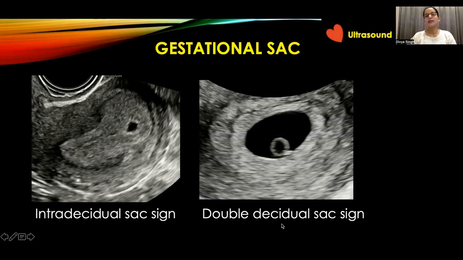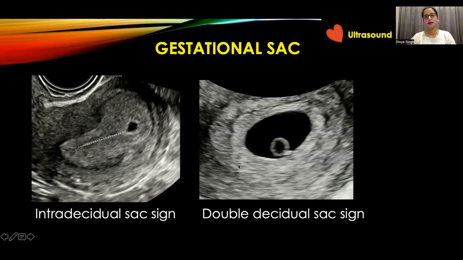The double decidual sac sign is something which we see when the gestational sac becomes a bit bigger. And why it is called the double decidual sac sign is because you see two rings of tissue around the sac. This first ring is formed by what we call the decidua capsularis. And when the decidua capsularis opposes or touches or comes in contact with the decidua parietalis, we get the second echogenic ring.